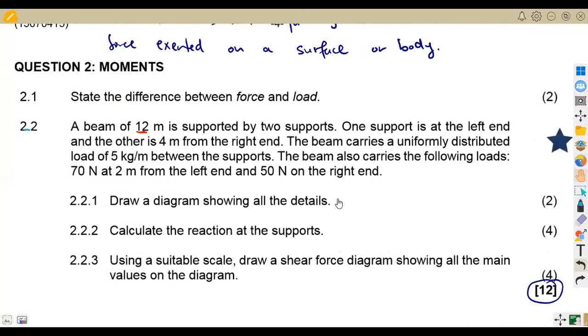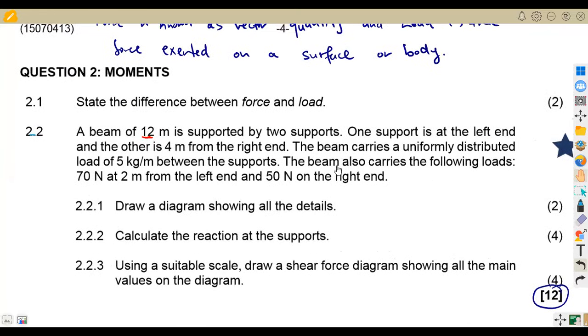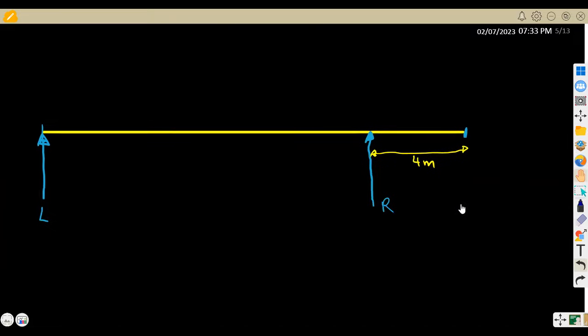Then let's see the other part. We are given that the beam carries a uniformly distributed load of 5 kg per meter between, take note, the supports. So between the supports, we've got 5 kg per meter, a distributed load. These are the supports that we have.